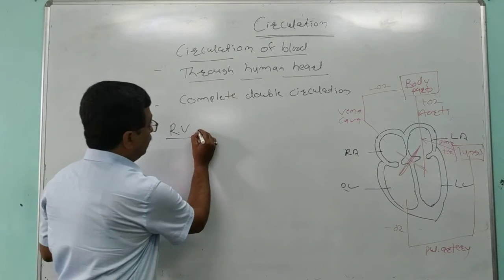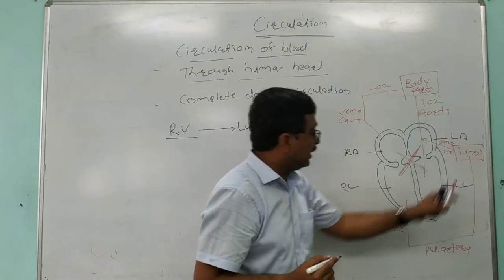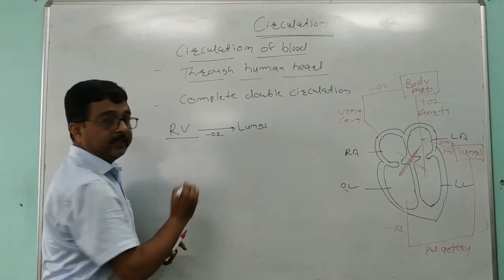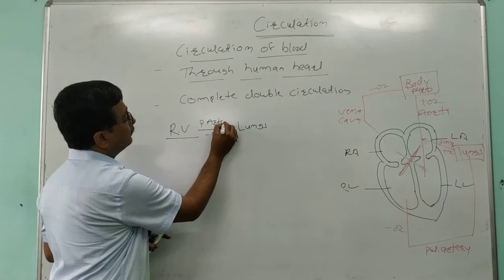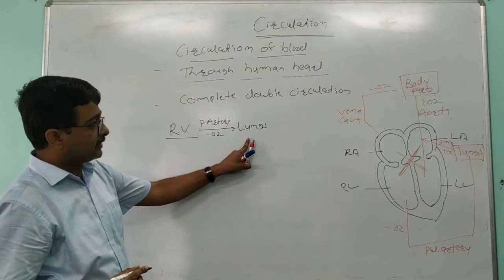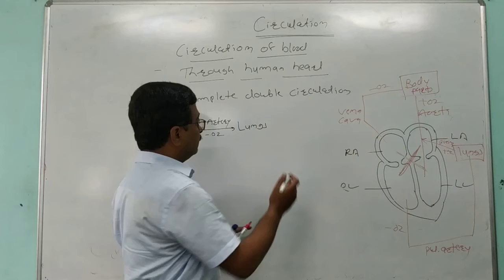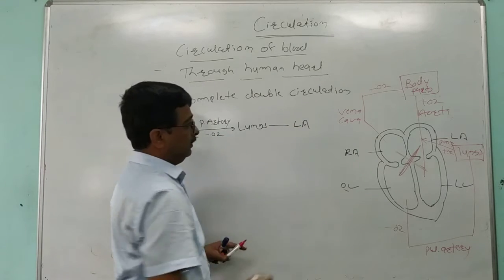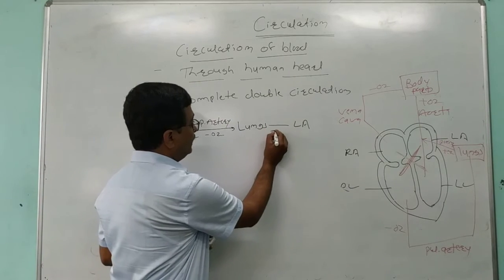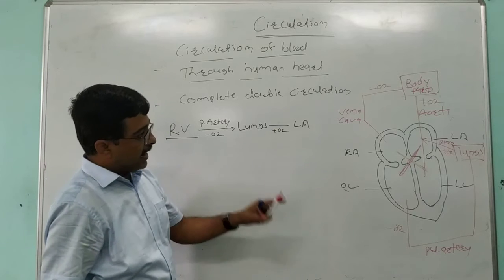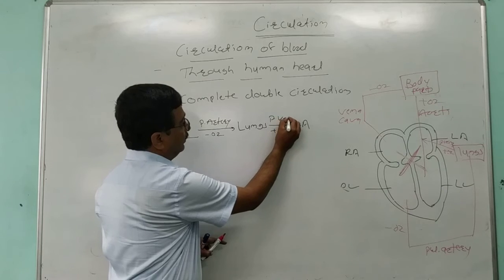This deoxygenated blood is carried towards the lungs. So the type of the blood is deoxygenated, and the blood vessel responsible for this is the pulmonary artery. Right? From the lungs, the blood is passed to the left auricle. The oxygenated blood is deposited into the left auricle. So the type of the blood is oxygenated blood, and the blood vessel which is responsible for this is the pulmonary vein.